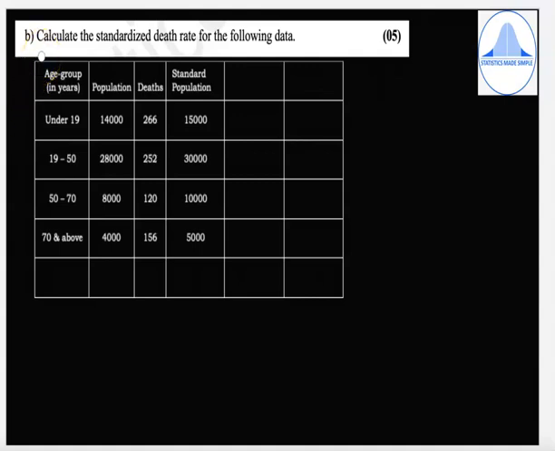41st question, subdivision B, calculate the standardized death rate for the following data. The age groups, the corresponding population, deaths, and the standard population for each of the age groups is given. So the first step now is to mark the standard population as capital P. Then find out summation P, which sums up to 60,000.